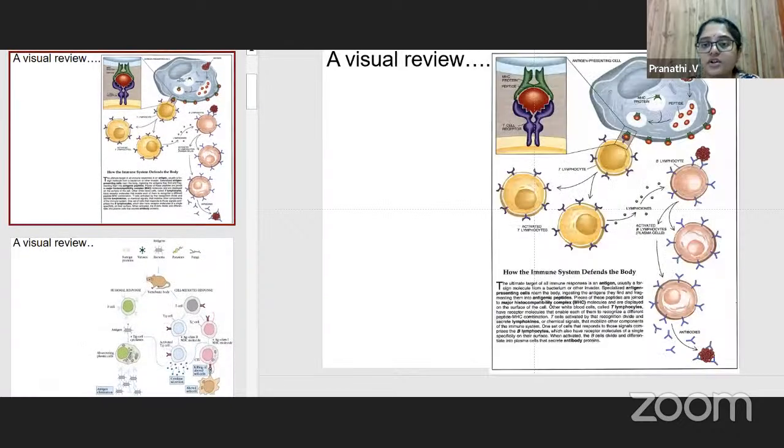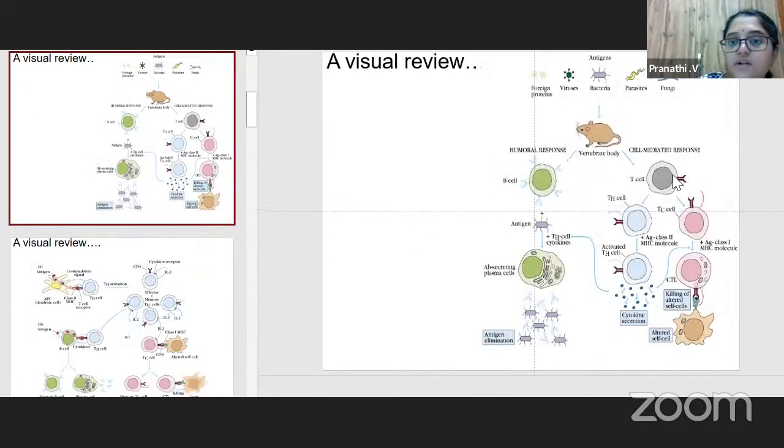So this is how the visual review is going to be of how the immune system works. I had already given this earlier also, but you can just see different kinds of antigens in a body. Whenever there is a humoral response, you have B cells and antigens come, and then the antibody secreting plasma cells are there, and then the antigen is going to be eliminated. Whereas when it is the cell mediated response, what is going to happen is the TC cells are there.